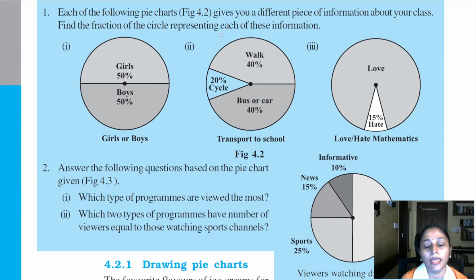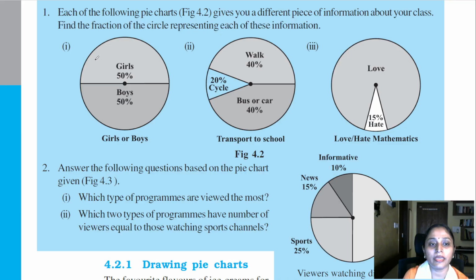Let's look at the first one. Each one of the following pie charts in figure 4.2 gives you a different piece of information about your class. Find the fraction of the circle representing each of these information. Now, if you look at the data given to you, you will see that they have given percentage. So, what is the meaning of percentage? You take out of 100 parts. Like for example, when you're saying girls is 50%, that means out of 100 parts, 50 parts is girls, 50 parts is boys, right? So now they want the fraction of it.